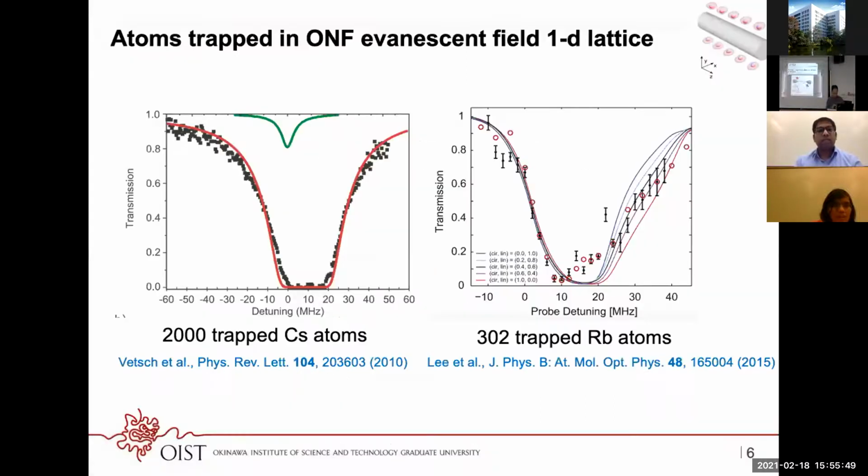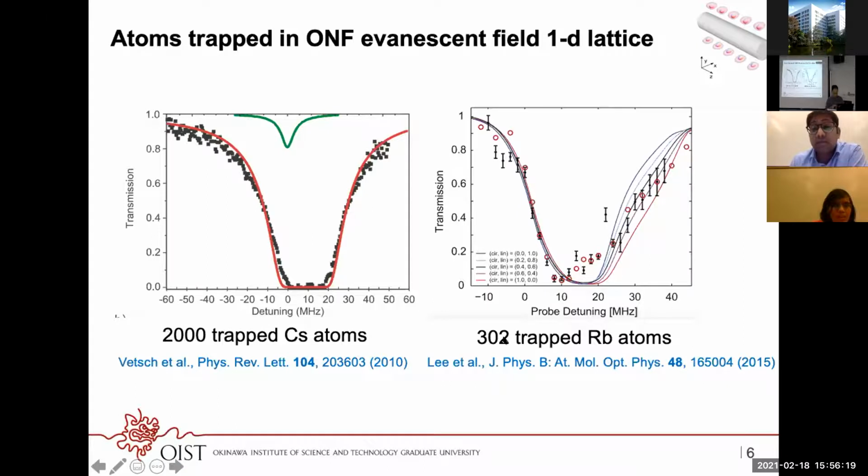However, all these experiments are done with cesium, and here we see a typical absorption profile in the case of a cesium experiment, which was done in Arno Rauschenbeutel's group in Vienna, and the other one is with rubidium. That experiment was done at the University of Maryland, in Steve Rolston's group. So here, in the case of cesium, they have been able to trap 2,000 atoms, while in the case of rubidium, they have only 302 trapped atoms.